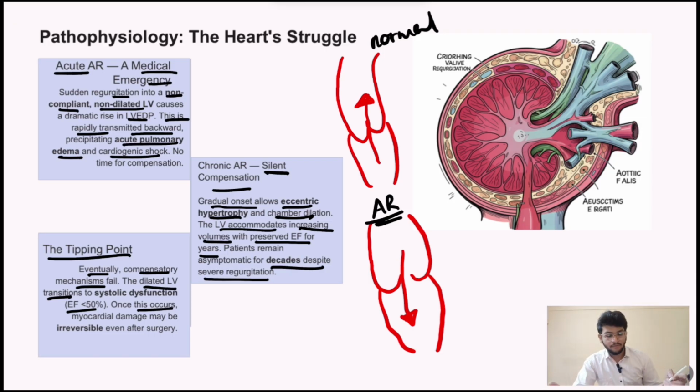Now the pathophysiology: the normal heart pumps blood from the left ventricle to the aorta, and in aortic regurgitation, due to the leaflet failure, the blood backflows to the LV from the aorta.